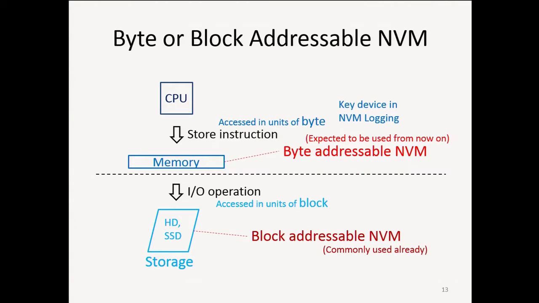Here, I would like to note the important characteristics of the NVM used for the WAL buffer. When we interpret the word NVM literally, hard disks and SSDs are included in NVM. However, they differ from the NVM used in NVM logging. This is a byte addressable NVM, which means that the data written by CPU instruction is durable. On the other hand, usual storage devices need I/O operation issued by the operating system. From now on, I will use the word NVM to mean byte addressable NVM.